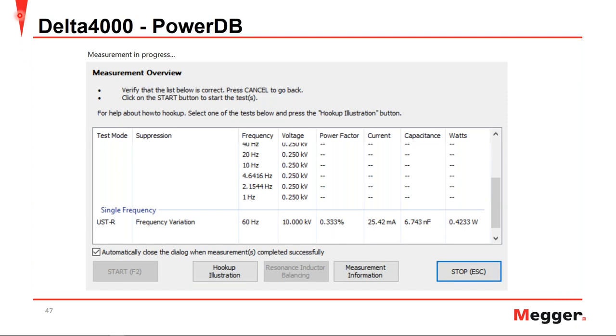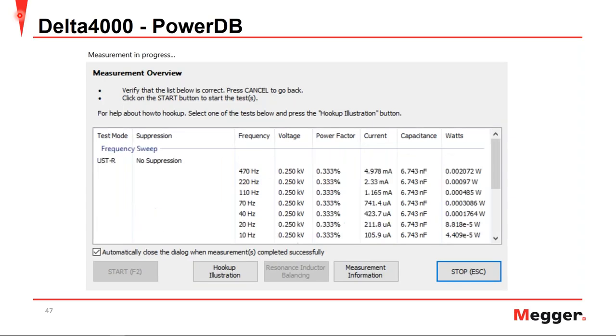Then it'll move to the 10 measurements that are in the range of 1 to 505 Hertz, seen here. So again, we have our power factor, our leakage current, capacitance, and the watt loss for the power factor measurement of these frequencies.